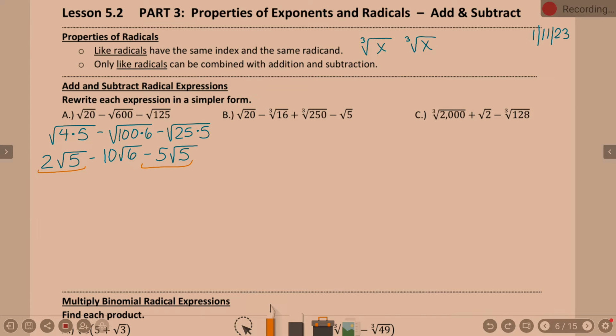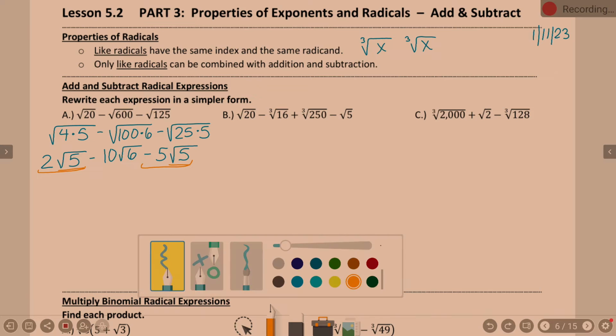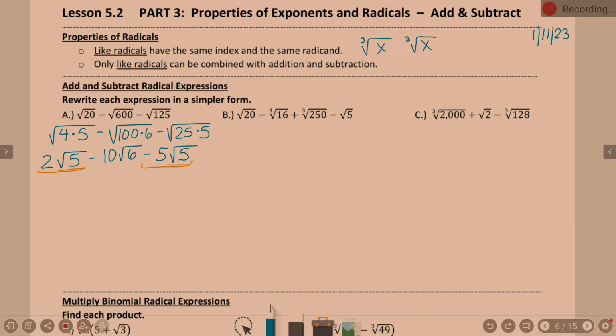Why can I put those together? Because they are both square root of 5s. So what is 2 square root of 5 minus 5 square root of 5? -3 square root of 5. It's just like saying, what is 2x minus 5x? 2x minus 5x is -3x. 2 square root of 5 minus 5 square root of 5 is going to be -3 square root of 5.